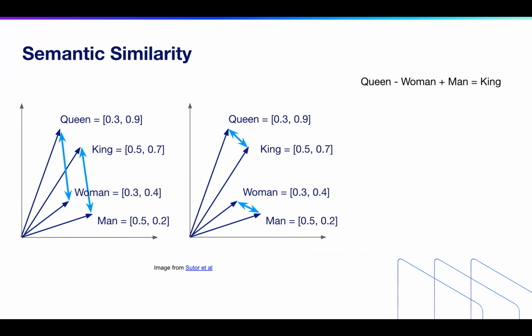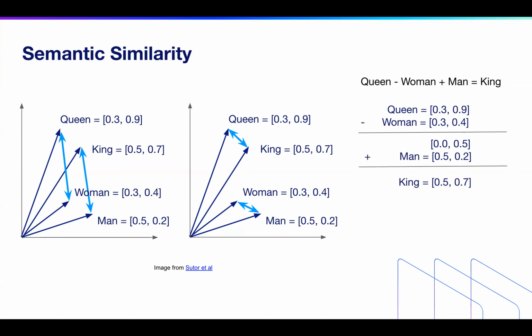So first thing I'm going to show you is this queen minus woman plus man equals king thing. If you start with these numbers here, queen is 0.3, comma 0.9, woman is 0.3, comma 0.4. You do some subtraction here, you end up with 0, comma 0.5. What does this mean? This would probably be something like royalty. What is queen minus woman? The next step is now you add man. You add the value of man. Man is 0.5, comma 0.2. You add that to 0, comma 0.5. Now you have king of 0.5, comma 0.7.